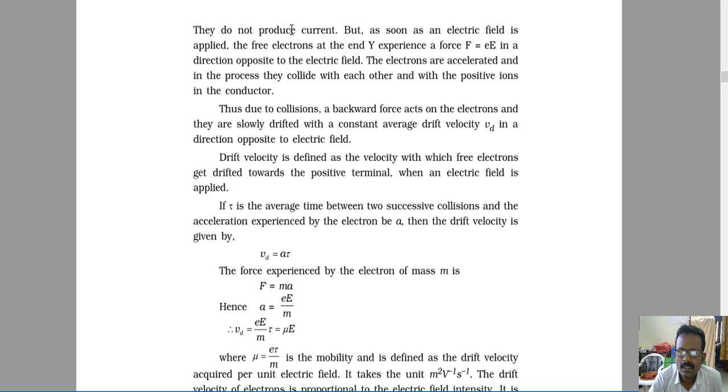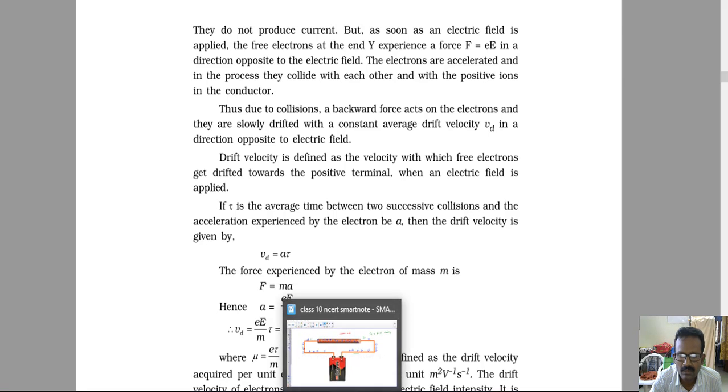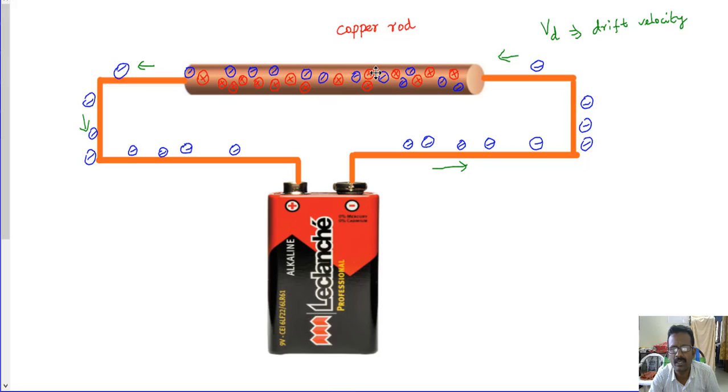Look here. This is drift velocity. Drift velocity is equal to eEτ/m, where e is the charge of one electron, E is the electric field, m is the mass of one electron, and τ is the average time between two successive collisions, because the electron will get collided. It will not move smoothly.